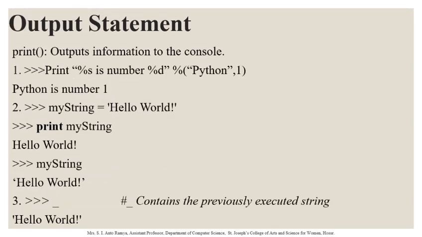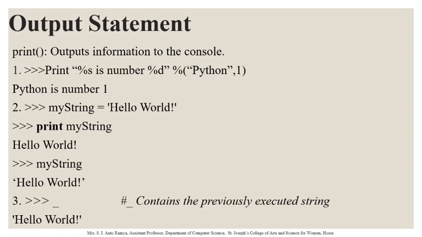The output statement that Python uses is print. You can see the first example, print '%s is number %d', and inside the percentage the first one is %s, so we are entering a string within double quotes called Python. The second is %d, so it is an integer, and we are entering 1. So your output is going to be 'Python is number 1'. In the second example, my string is equal to hello world. Again, my string here is going to be your variable name and hello world is the value. Now when we give print my string, it is going to display hello world.